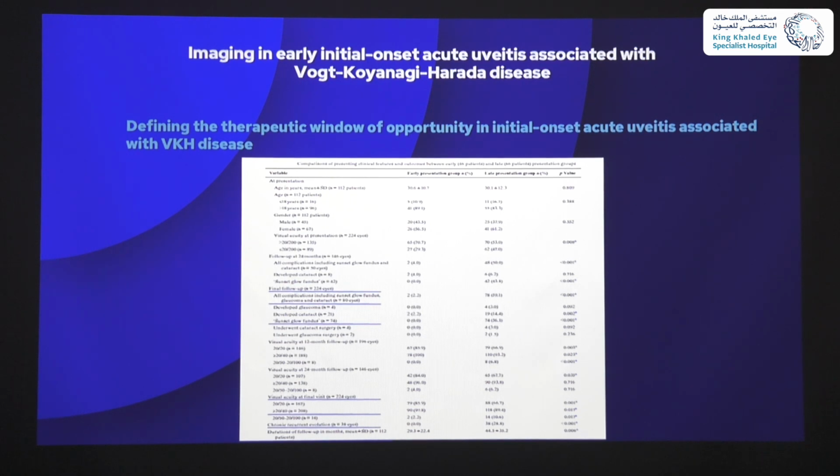So the difference was very striking: patients with early presentation had no complications, no chronic recurrent evolution, and no sunset glow fundus. And most of them ended with 20/20 vision. So this data allowed us to tell that the window of opportunity is here, in the early presentation group. It's a very challenging finding, meaning that we have to do all our efforts as ophthalmologists to diagnose the patients early and treat them early and effectively.